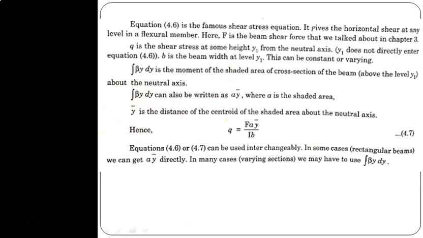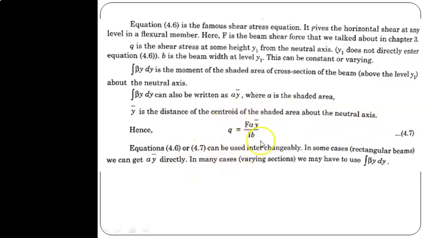So what they have given is that the integration of b y dy can also be written as A into y bar, where A is the shaded area. Shaded area means that at whichever fiber we would like to find the shear stress, the fibers above it are considered. The area above that fiber is called the shaded area. And y bar is the distance between the centroid of that shaded area and the neutral axis. Hence q becomes V A y bar divided by Ib.